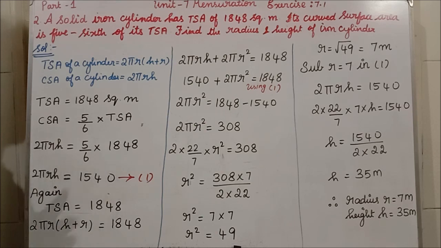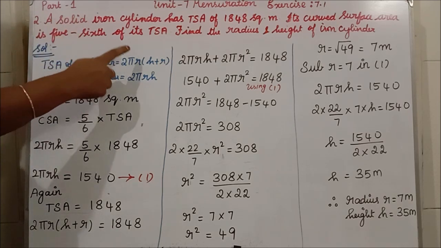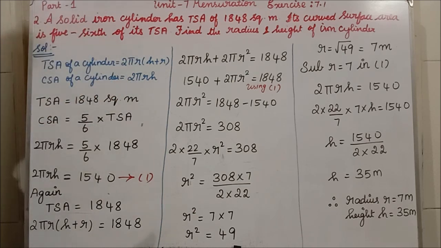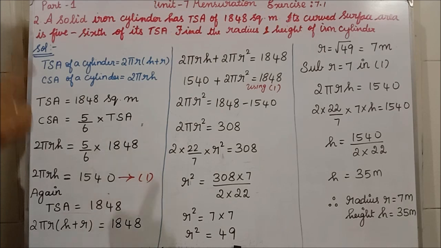See students, in this question they are talking about the total surface area of the cylinder as well as the curved surface area of the cylinder. First we have to know the two formulas, isn't it? Total surface area of the cylinder is 2 pi r into h plus r. Curved surface area of the cylinder is 2 pi r h. What is the curved surface area of the cylinder? 2 pi r h. Now we will come to the question.